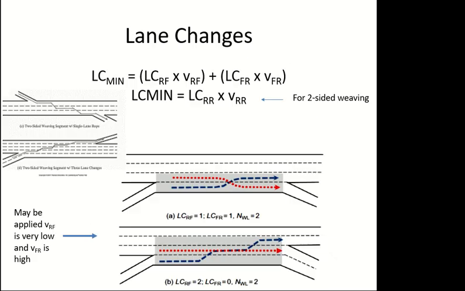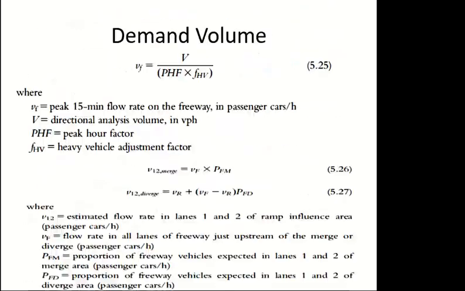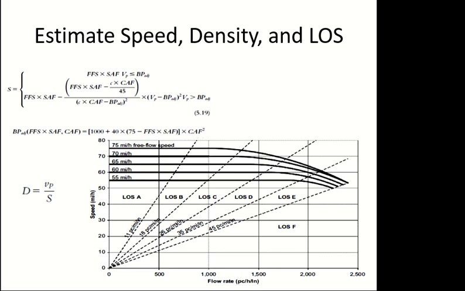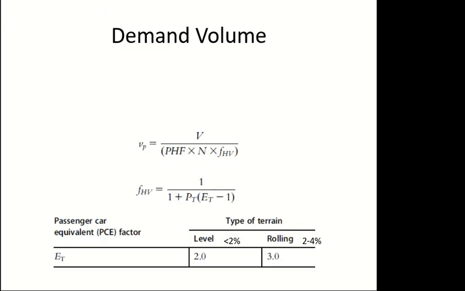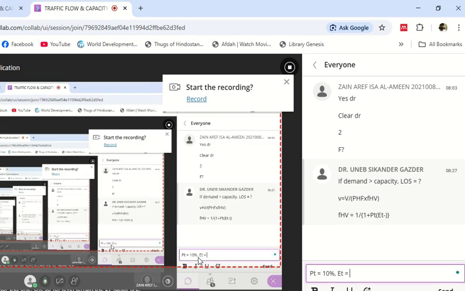ET depends upon terrain. We have a level terrain. For level terrain, there's a table here for finding out the ET factor, this one. So for level terrain, the ET factor is 2. So give me the value of FHV here. I request all of you to pay attention and be active. Yes, what is my FHV here?